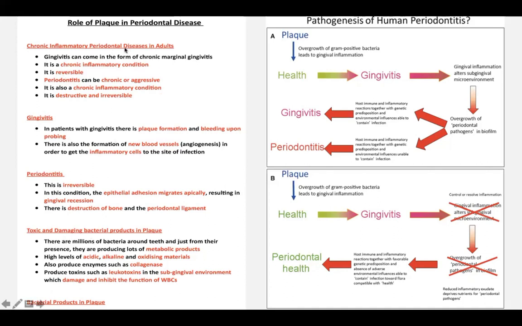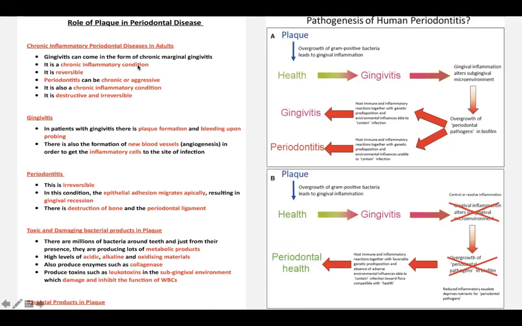So, okay, let's just quickly go through it. Chronic inflammatory periodontal disease in adults. Gingivitis can come in the form of chronic marginal gingivitis. As you remember, we have another classification. We have marginal gingivitis, we had drug-induced, we have pregnancy-induced.